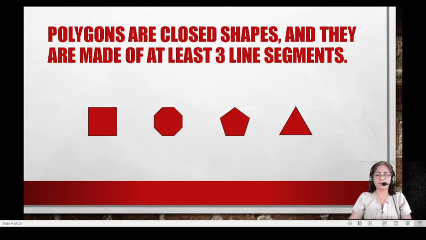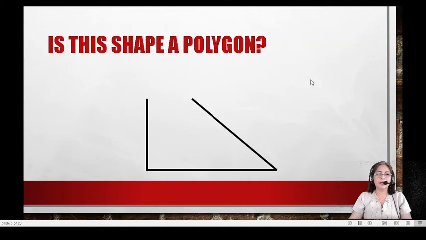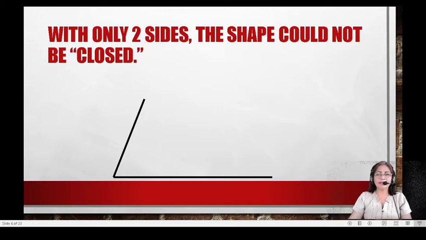Polygons are closed shapes, and they are made of at least three line segments. Is this shape a polygon? Is this shape closed? Look at these line segments here. Is this closed? No, it's not. So is this a polygon? No, it's not. With only two sides, the shape could not be closed.